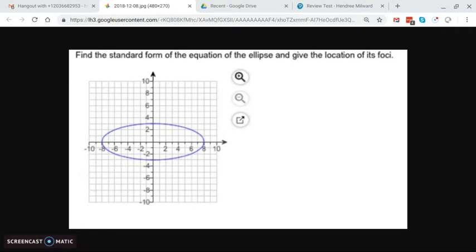Okay, so this is number one from the sample exam. We've got an ellipse on the graph here. We're supposed to find the standard form of the equation of the ellipse and give the location of its foci. Okay, so this is kind of how I work this out.